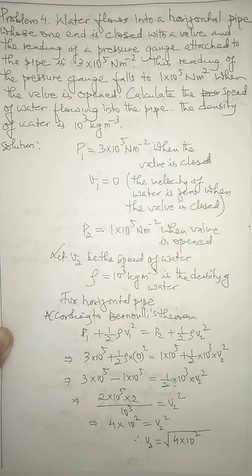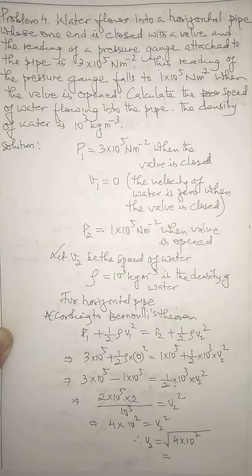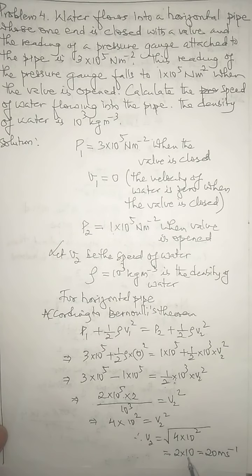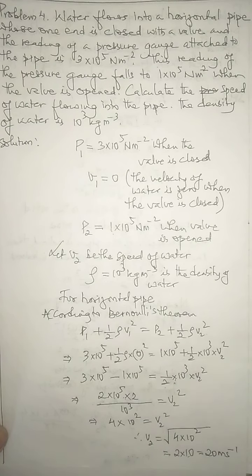So let me take the square root of 4 into 10 to the power 2. The square root of 4 is 2, and the square root of 10 to the power 2 is 10. So 2 into 10 means 20. So the final answer is 20 meter per second. So children, the velocity with which the water flows in that same pipe when the valve is open is 20 meter per second.